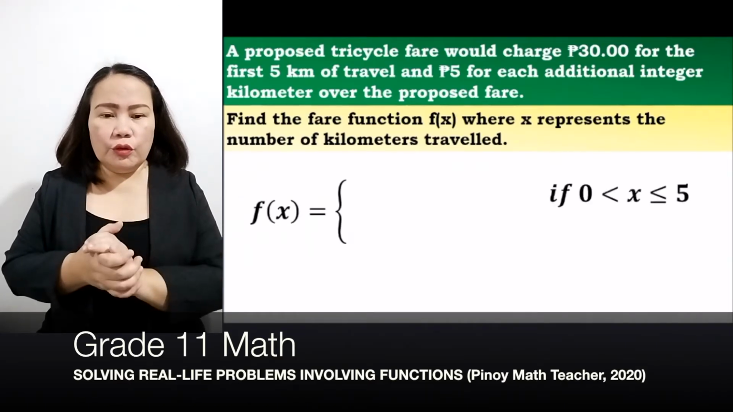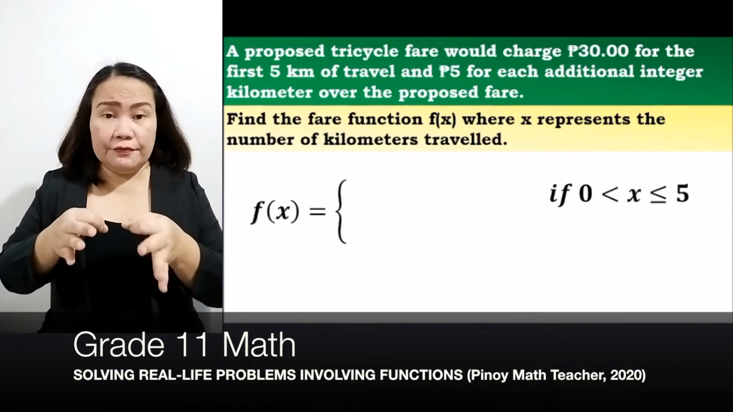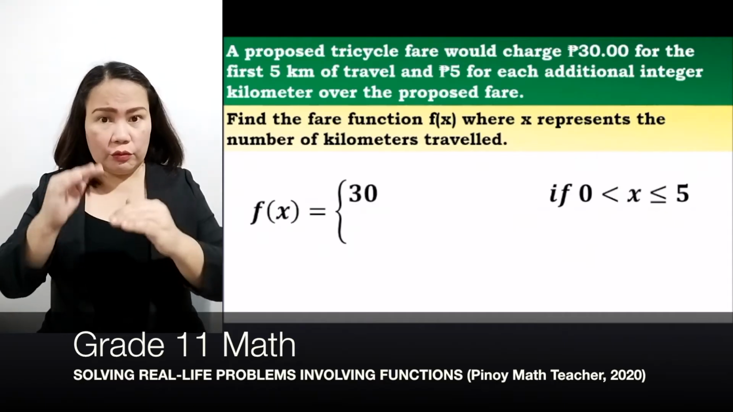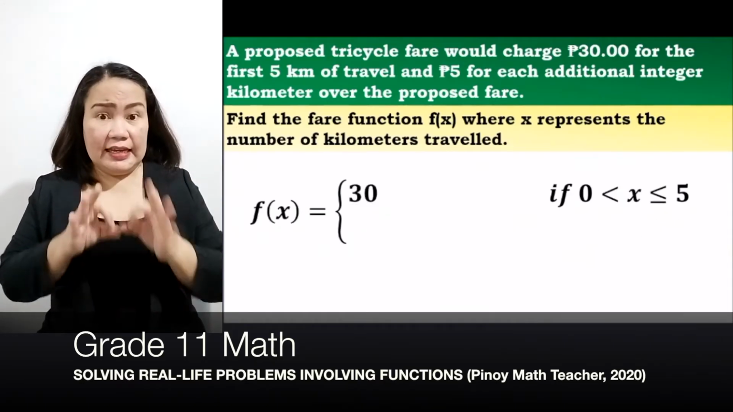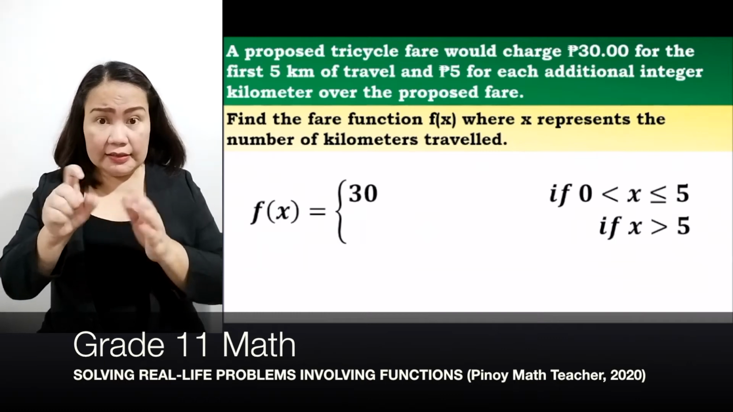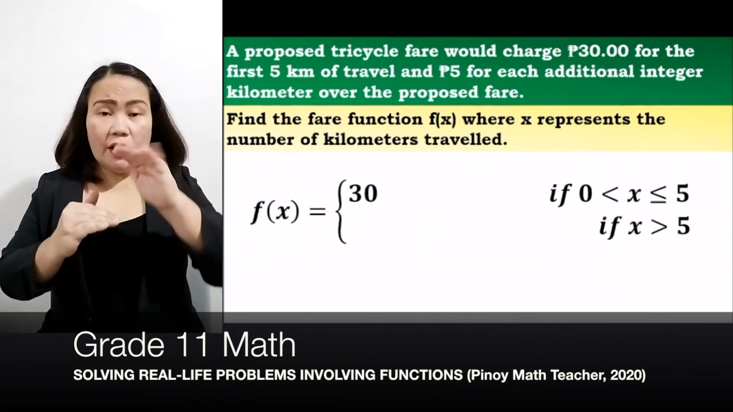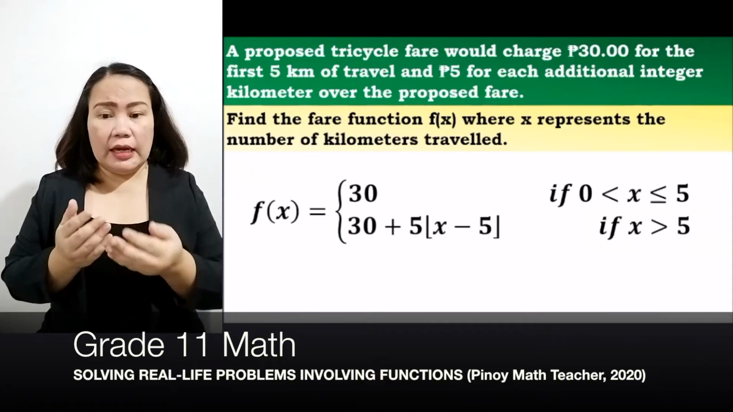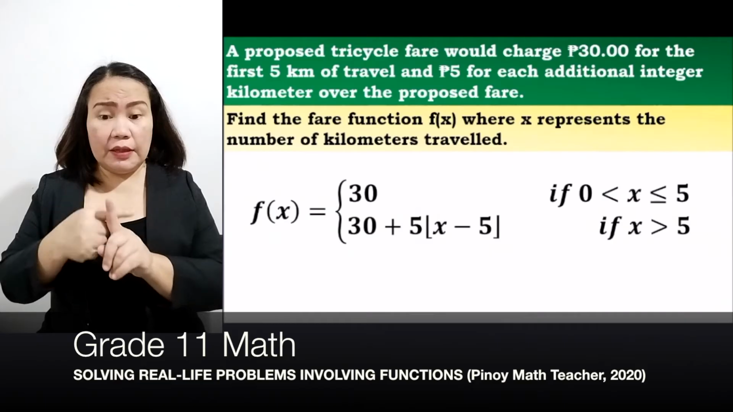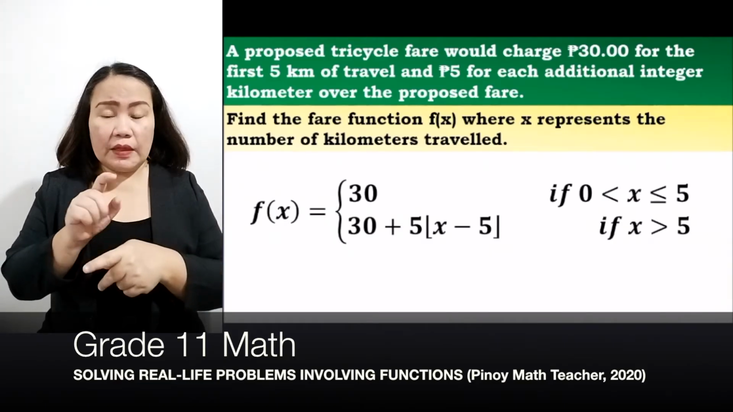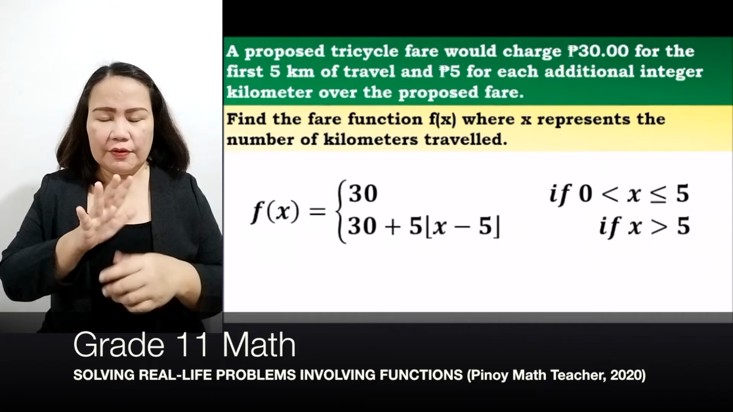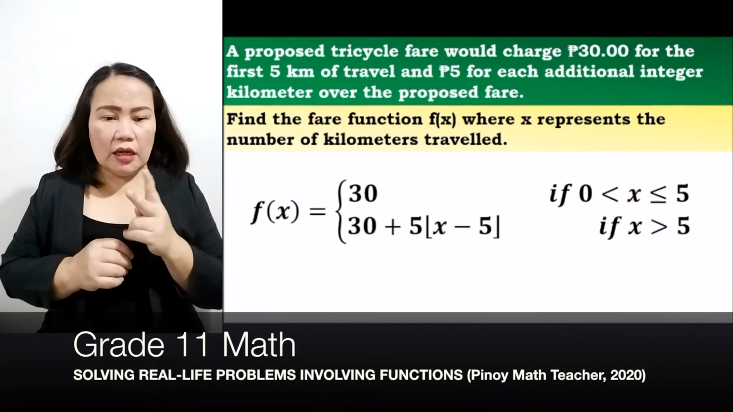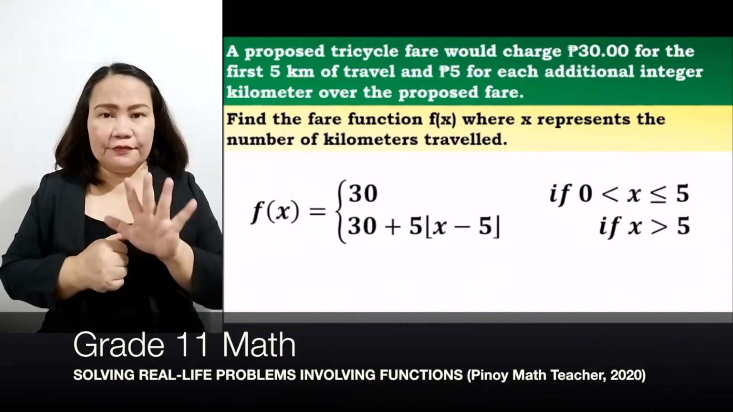Ang una ay kung ang distance na na-travel ng pasahero ay greater than 0 but less than or equal to 5. Ang amount na kanyang babayaran ay 30 pesos. Ang pangalawa naman ay kung ang distance na na-travel or yung x is greater than 5 kilometers. Ang amount na kanyang babayaran ay i-represent ng expression na 30 plus 5 times the greatest integer of x minus 5. Sa greatest integer function, tayo ay magra-round down. Kung halimbawa ang nasa loob ng floor brackets ay 5.5, ito ay katumbas lang din ng 5.